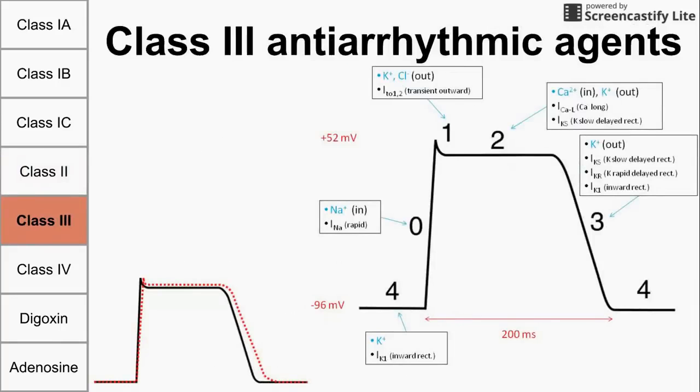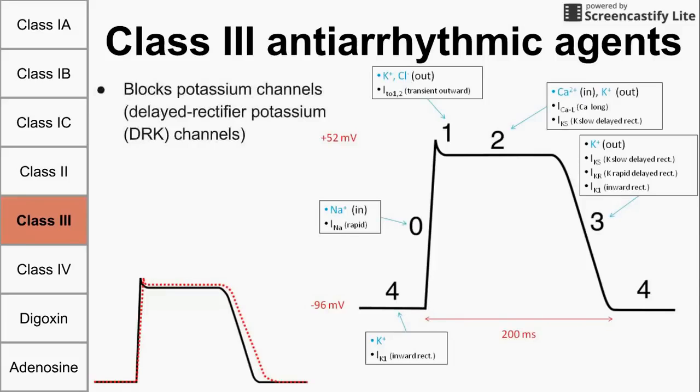Now, class 3 antiarrhythmic agents. These all collectively block potassium channels, specifically the delayed rectifier potassium channel. Remember that the downswing of the myocyte action potential, which is marked as 3 on that graph, phase 3 repolarization, is caused by potassium leaving the cells. So if you block that channel, you're going to have a less steep slope during phase 3 repolarization. Again, re-emphasize that it's going to prolong phase 3 repolarization.